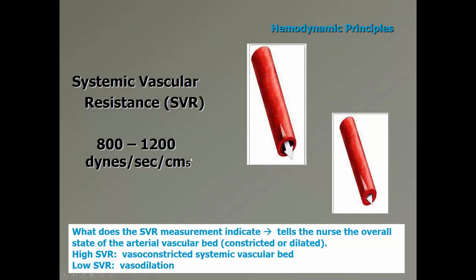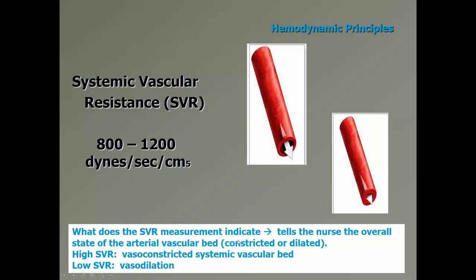So SVR, the normal systemic vascular resistance, is 800 to 1200. Now you might think to yourself, well, wouldn't less be better? No. If you think about muscles and strength, we don't want a floppy muscle. We want there to be some resistance. We don't want too much resistance or too much floppiness. So that's why we want that just right resistance, and that is 800 to 1200.